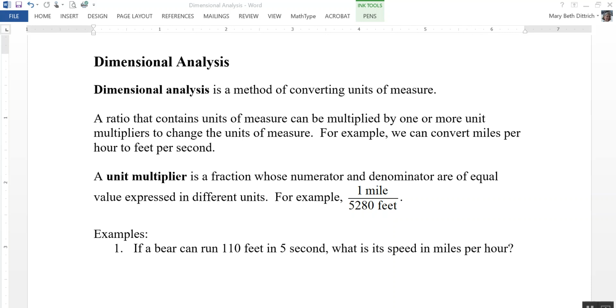A unit multiplier is a fraction whose numerator and denominator are of equal value but are expressed in different units. For example, a unit multiplier would be 1 mile over 5,280 feet. Because 1 mile is 5,280 feet, I can multiply anything by that because I'm basically multiplying by 1. I'm only doing this to change the units of measure. So let's take a look at a couple examples here.